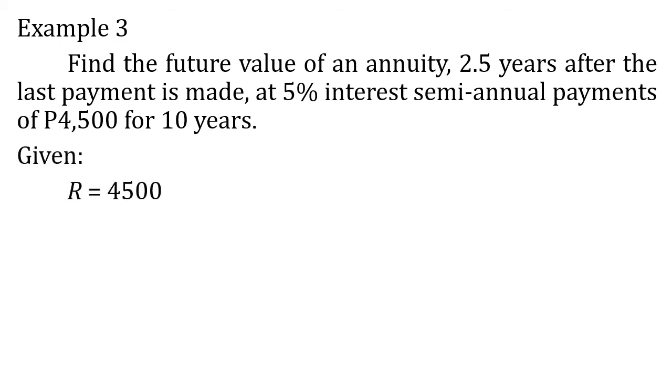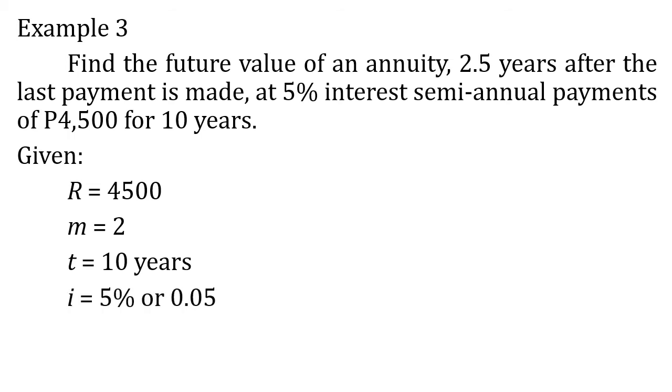R is 4,500. M is equal to 2 because the compounding period is semi-annually. Time is 10 years. Then I, or interest, is equal to 5% or 0.05. The period of deferral is 2.5 years, so K is equal to 2.5. We are going to solve for the future value of this deferred annuity.